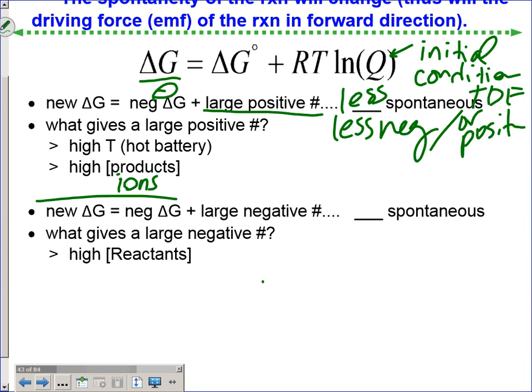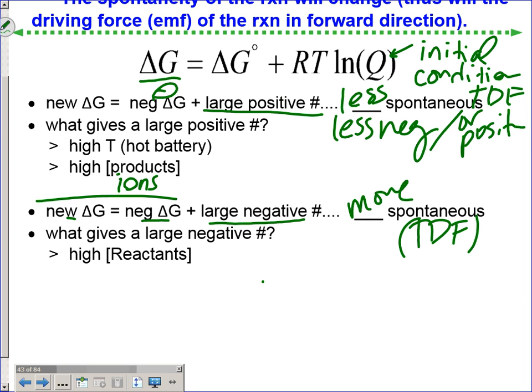All right, so opposite scenario, how would you have a reaction that has more voltage, is more spontaneous? You're going to have a negative delta G, an even more negative value. So if you have a more negative delta G number, what does that do to spontaneity? It's more spontaneous or more thermodynamically favorable.